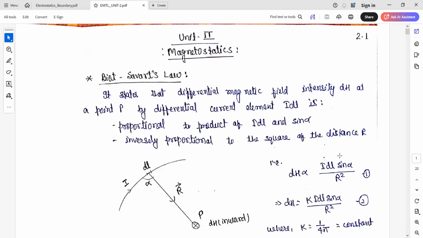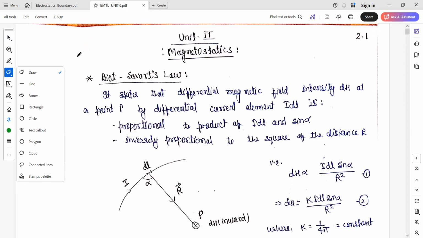Now we'll discuss important questions for magnetostatics. A very important thing is: what are the applications? Always the applications of magnetostatics, those applications are also important. How are we going to use magnetostatics?